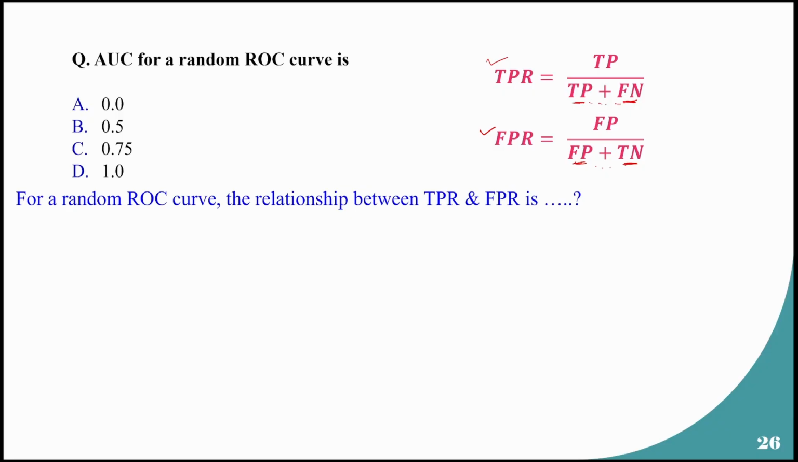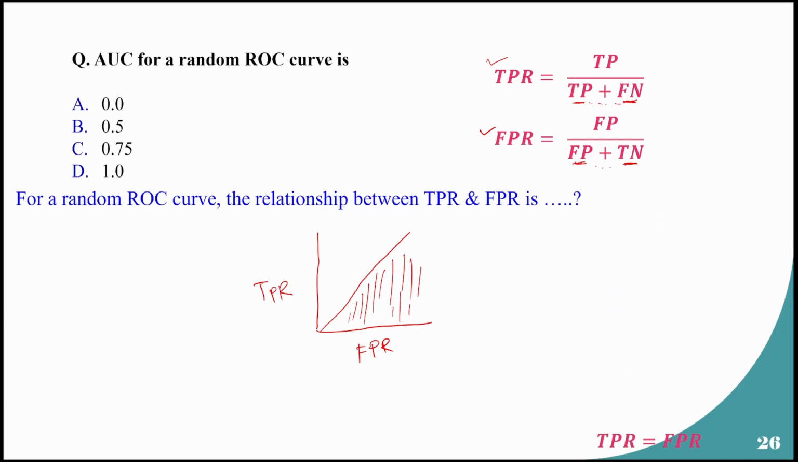Now, if you have a random ROC curve, what will it look like? Let's say here I have the FPR, false positive rate. Here I have the TPR. For a ROC curve to be random, it will be something like this. It will be a linear curve, okay? And if you get the area under the curve, since the diagonal is equally dividing the whole square or plot, it will be 0.5, right?